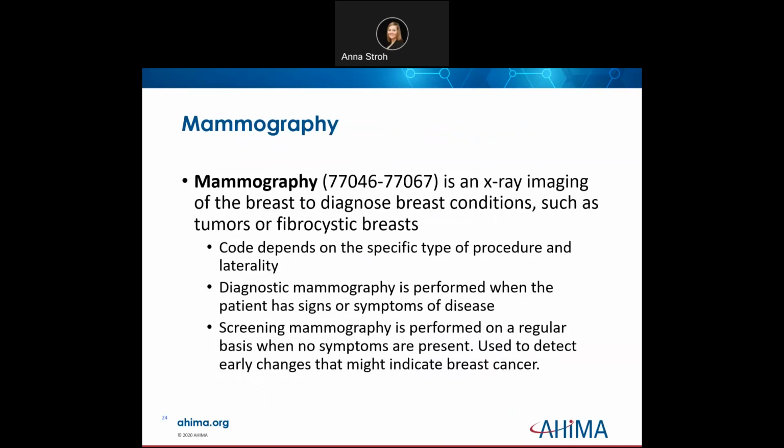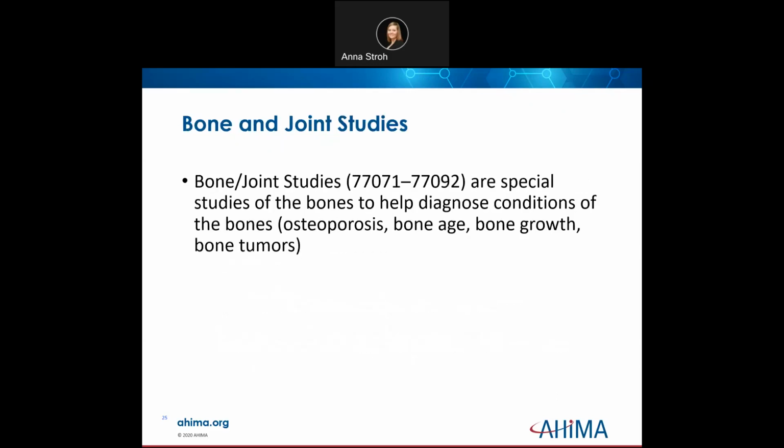Mammography is also in this section, code 77046 to 77067. This is X-ray imaging of the breast to diagnose breast conditions such as tumors or fibrocystic breasts. So the code depends on the specific type of procedure and laterality. Diagnostic mammography is performed when the patient has signs or symptoms of disease, and then screening is performed on a regular basis with no symptoms present. So this is just your screening mammography that women start doing at a certain age.